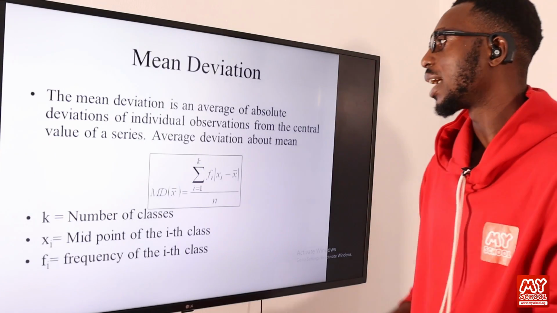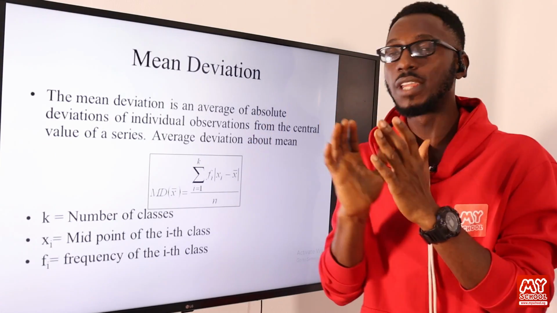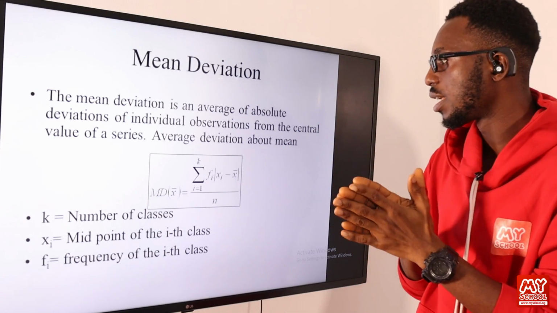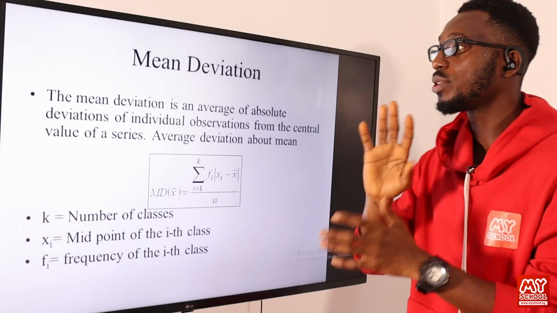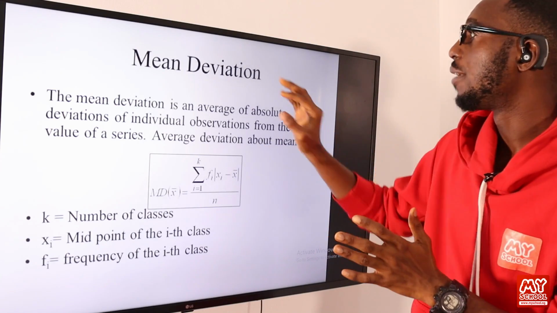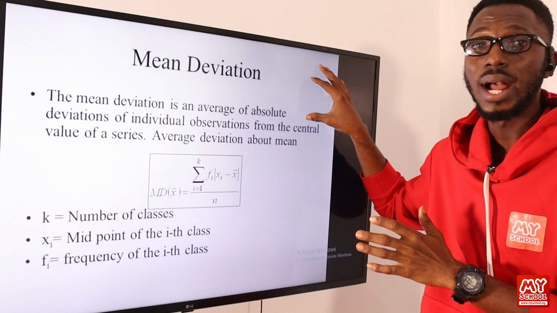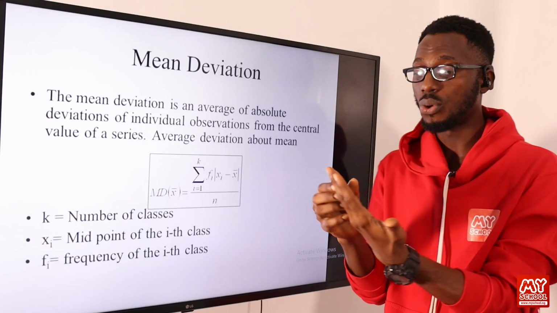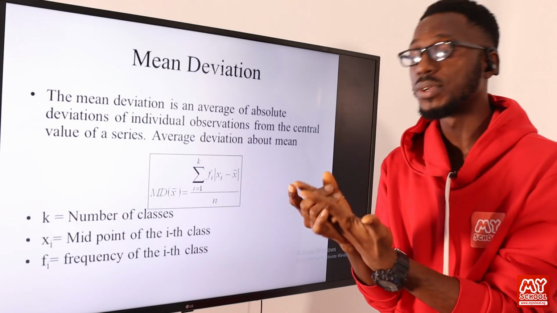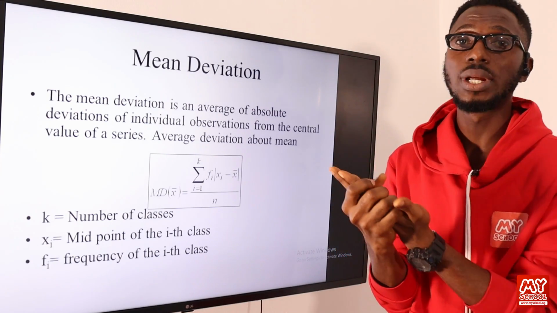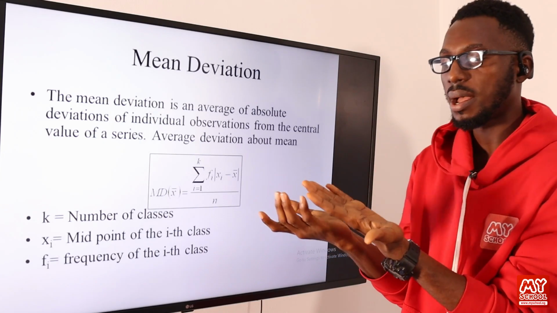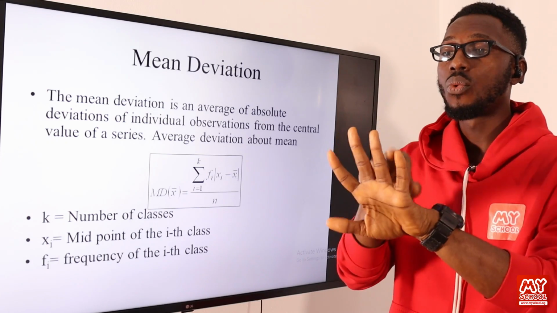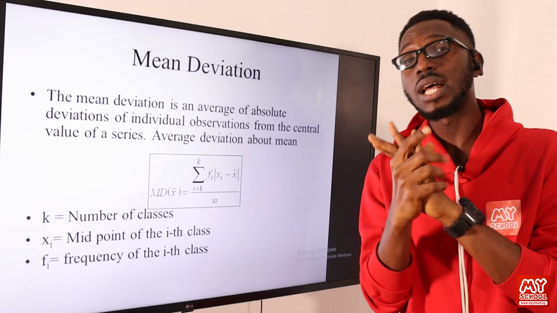Mean deviation is an average of your absolute deviations of individual observations from the central value of a series. Let me just tell you what this means. For instance, if you have a set of data, let me say 1, 2, 3, 4. By the time you add it up, 1 plus 2 is 3, 3 plus 3 is 6, 6 plus 4 is 10. Let's say I'm adding 5 to it. So 10 plus 5 is 15. So I have 1, 2, 3, 4, 5. Their total sum is actually 15.